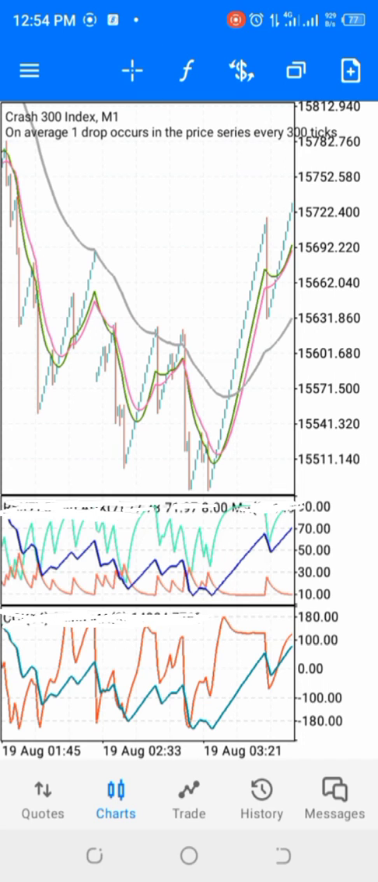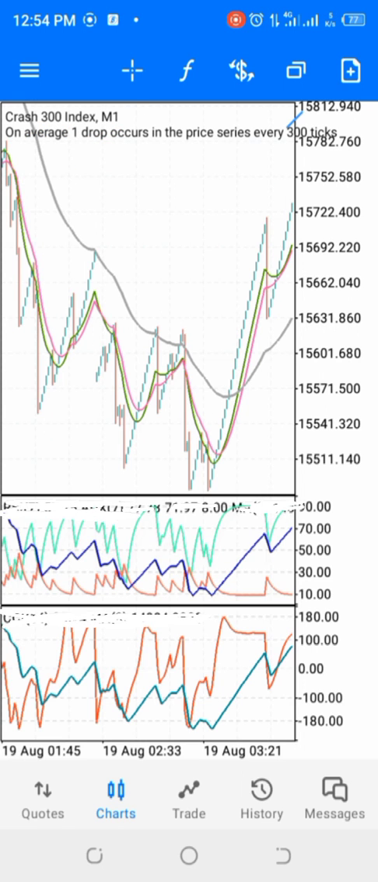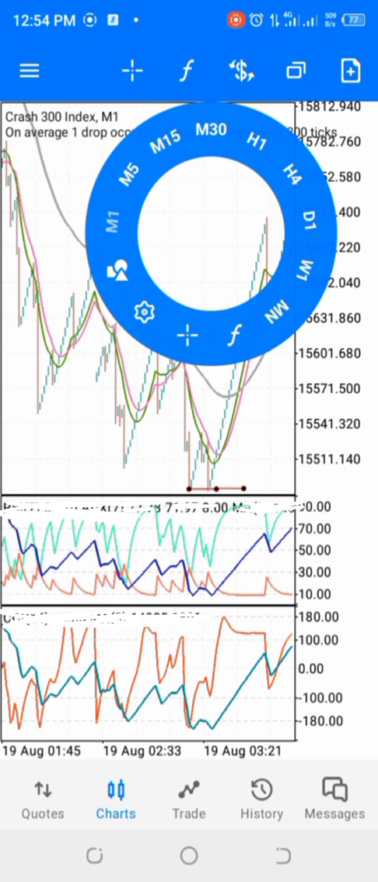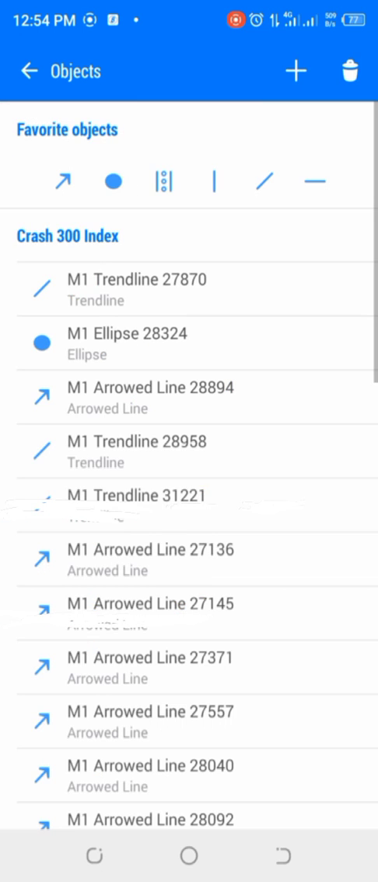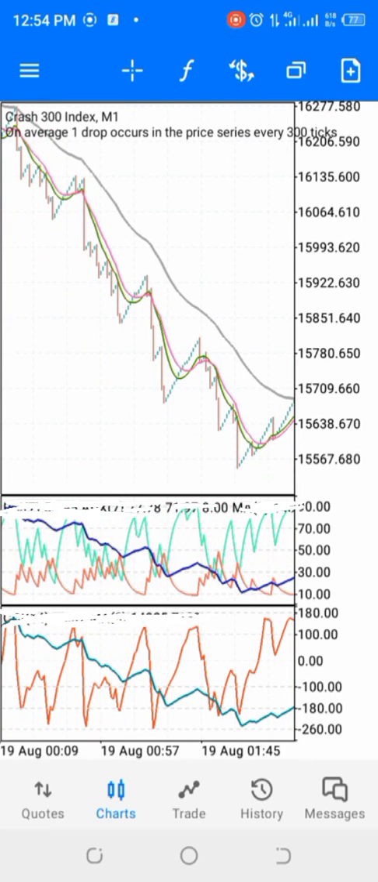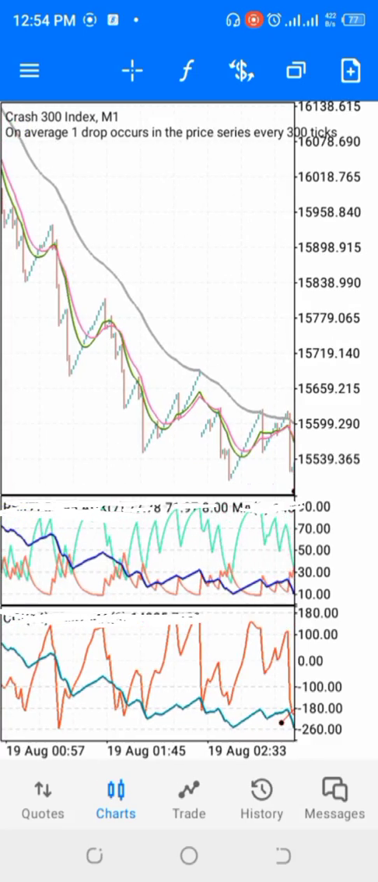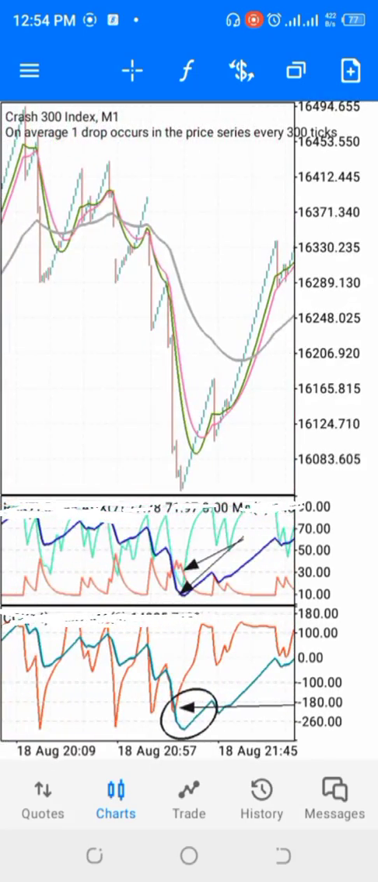Now, a good thing here again is that you have a divergence around here. If you know what divergence is, you have a divergence here. So you know that it's going to the upside. So this is it. And let me give you one more example for the build up.